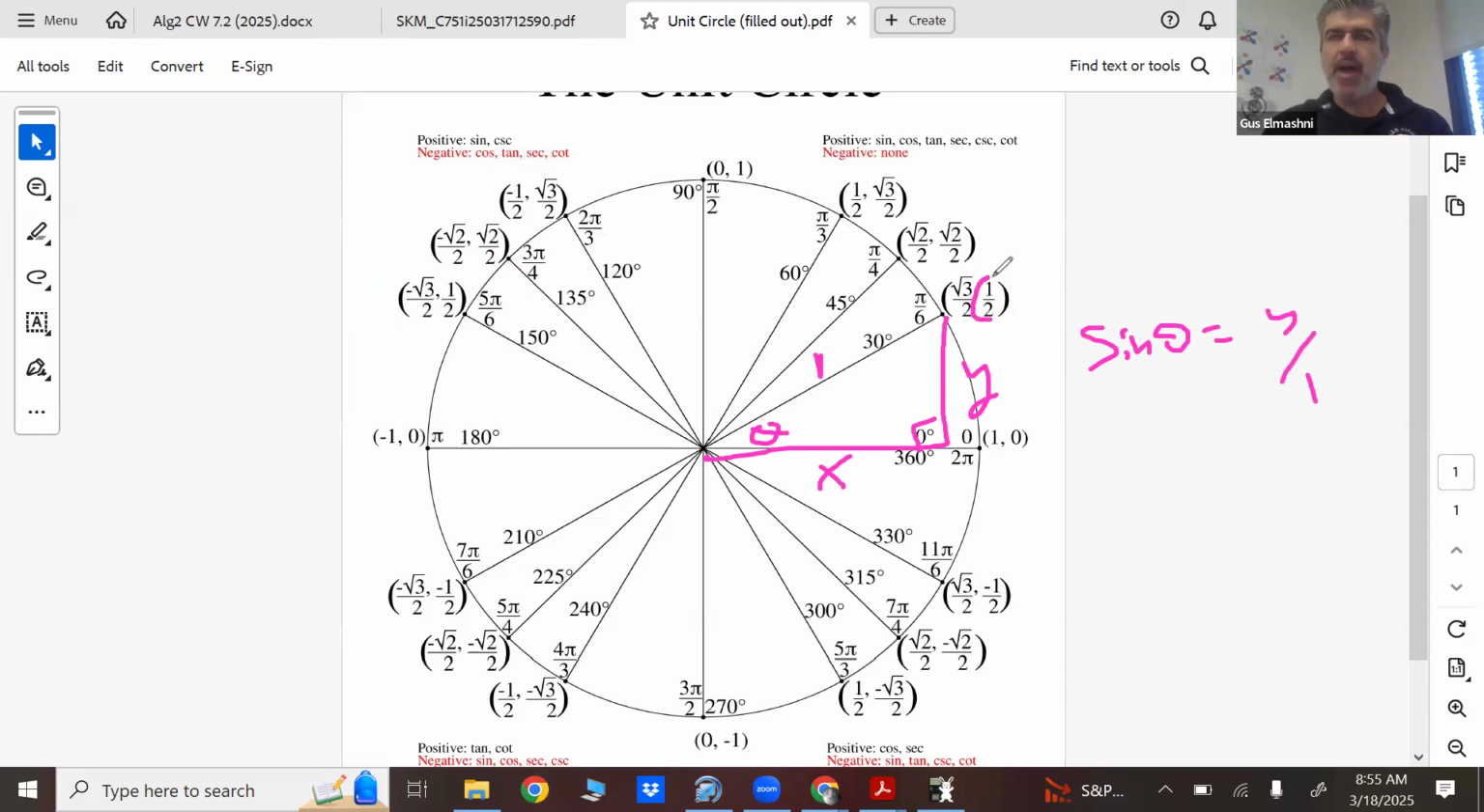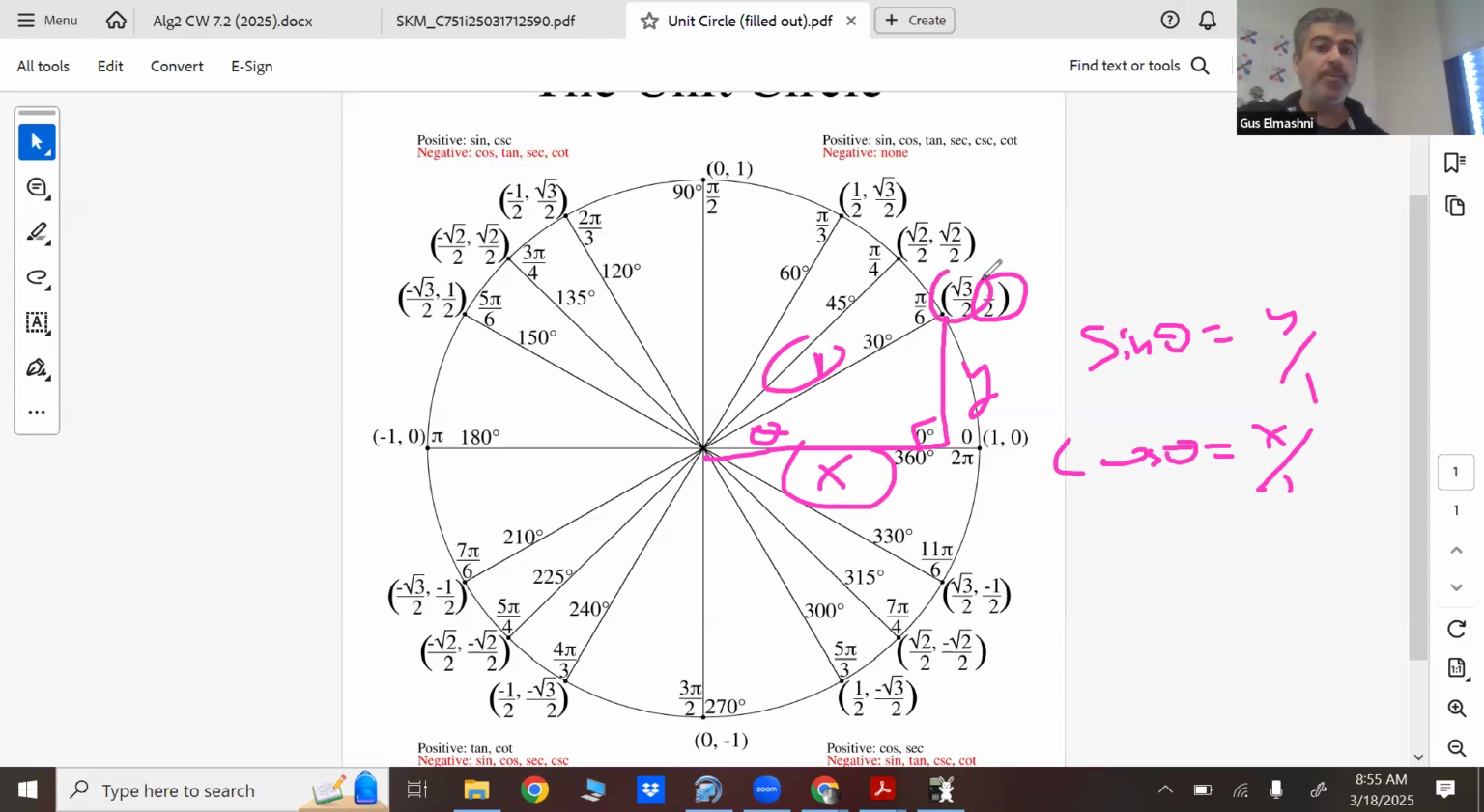Isn't the y coordinate here 1/2? Sine 30 is 1/2, right? Think about the cosine. Isn't the cosine adjacent over hypotenuse? Is my adjacent x, and my hypotenuse 1? If you were to measure that, that'd be root 3 over 2. Look at the x-coordinate. That's root 3 over 2. So we start seeing how this helps us figure out all these trig functions. So the x corresponds to cosine, the y corresponds to sine.